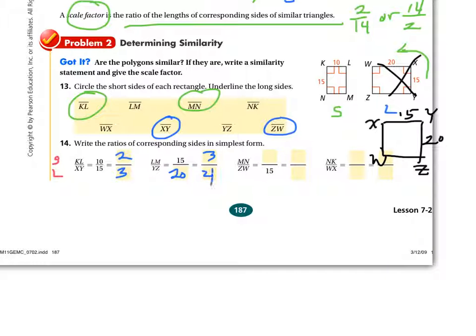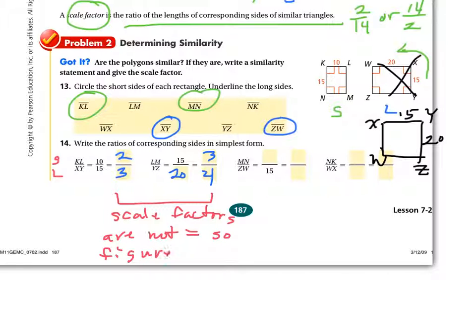Is that the same scale factor? Right there we could stop and say, are they similar? No, they are not similar. So just right here, scale factors are not equal. So figures are not similar.